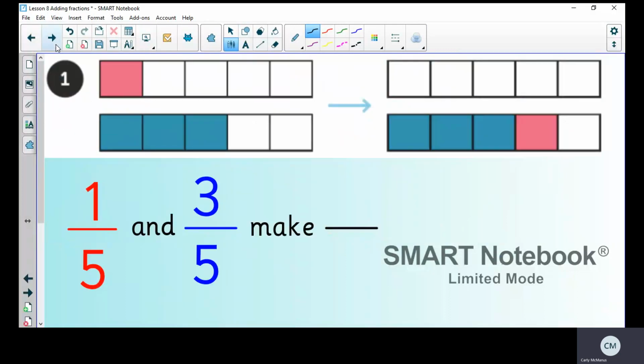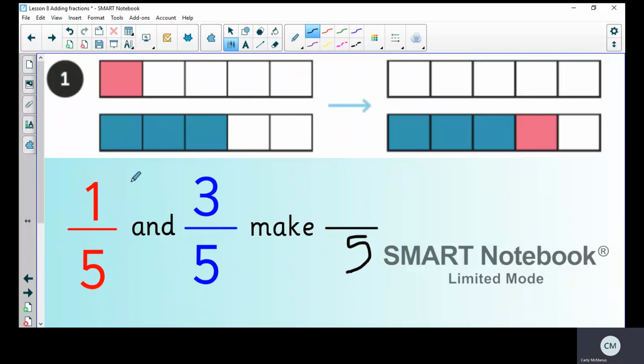When we're adding fractions, it's quite straightforward to begin with. The denominator always stays the same, so you don't add the denominator. Here you wouldn't do 5 add 5, the denominator would just be 5 because there are 5 pieces.